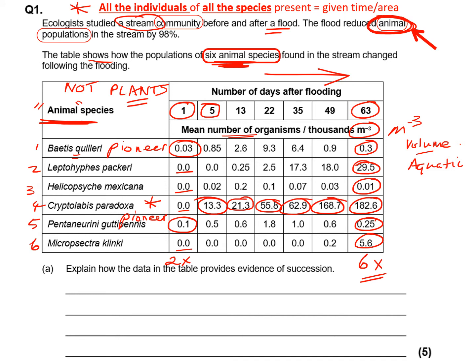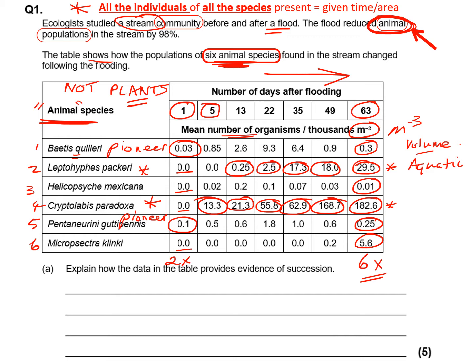We can also see other species starting to emerge and increase in their numbers. So for example, L. packeri, species number 2, starts to increase from day 13 onwards. So species 2, L. packeri, and species 4, C. paradoxa, they actually have quite high numbers of individuals at day 63. Now, if these are dominant species that are going to increase in their population number, they're going to outcompete some of the other species present. So they might feed off these other species. So the numbers of the other species that were present, the previous species, would start to decrease.